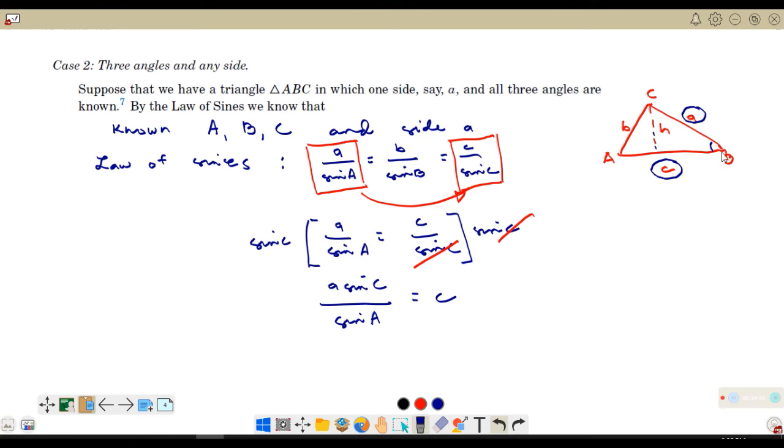Meron din tayong value ni B, di ba? So, we can use sin B is equal to H over A. Again, the opposite over the hypotenuse. Ayan siya. Hindi natin alam si B, so hindi natin siya ginamit. Giving us the measurement of the height, which is A sin B. Ito si H, or the height. Ayan. Itong si C, ito yung base natin.